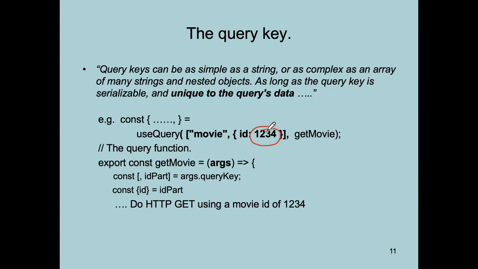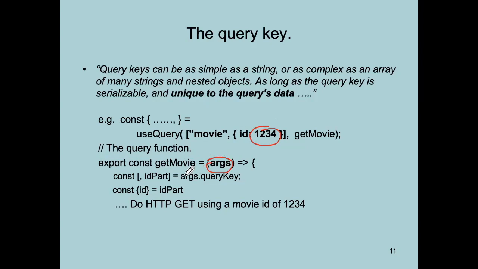So how does our query function see this entire key, and how can it drill down into it? That's what I'm trying to get across here. The query function, by default, takes a single argument, and that argument is bound to this data structure here. All I'm doing in my code is using destructuring.